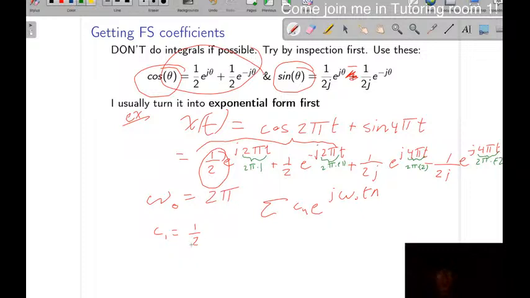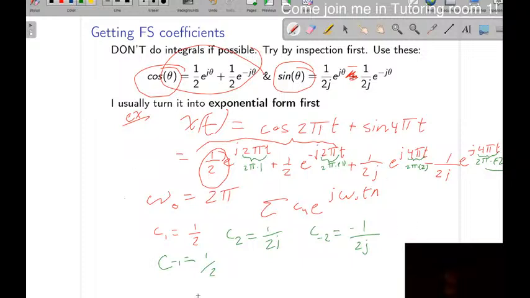So we get our coefficients now. C2, so this k value is 2, 2 pi times 2, is equal to 1/2j. And C negative 2 is equal to minus 1/2j. This is just the coefficient in front here. And we get C negative 1 is equal to 1/2. So this is how I would do this one right here.